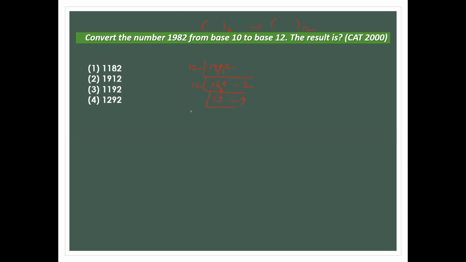So now this side, I again take it by 12. Okay, now goes 1 time, remainder is 1. So write the number in this format, 1192. It was option 3, right? This was pretty easy, right?